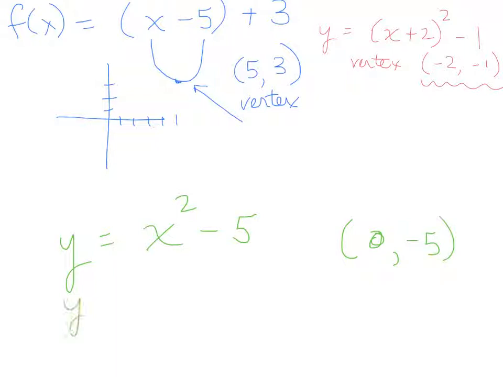All right, good. And then last one. So if you just had that, what's that vertex? -1, 0. Yeah, good. You would shift over to -1, and then there is no up or down. There's nothing added or subtracted. So that would be -1, 0 for your vertex.